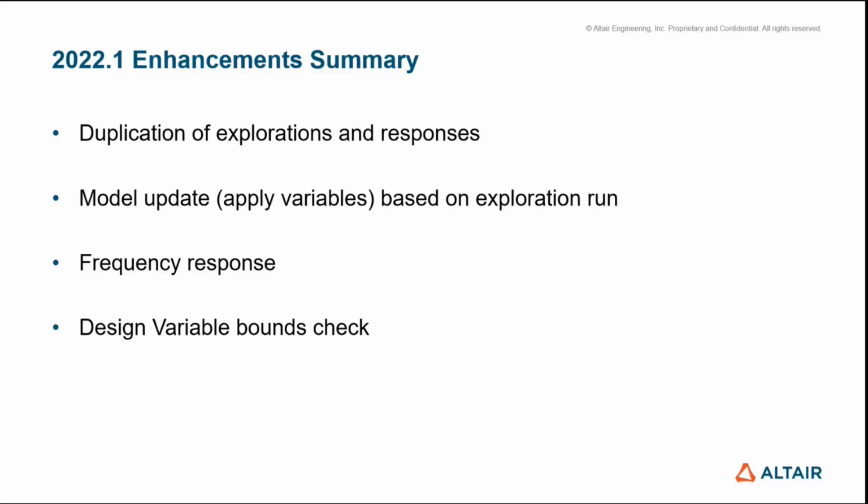Model update, or apply variables. I'll demonstrate this as well. When you're viewing your results, you can view and load results from one run or another and look at the contour or animations. We now have a feature that will allow you to update the existing model based on a particular run. So for example, maybe you've run an optimization and you viewed the results, but now you want to actually apply all the variables from that optimization directly into your model to save off or have a copy of your optimal model. So you can do that.